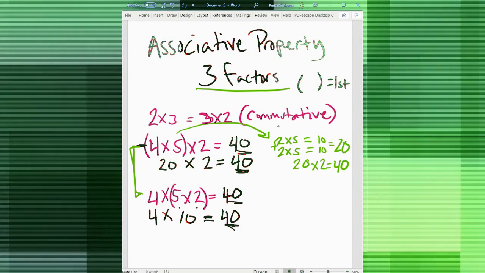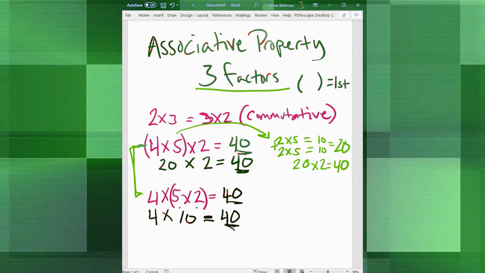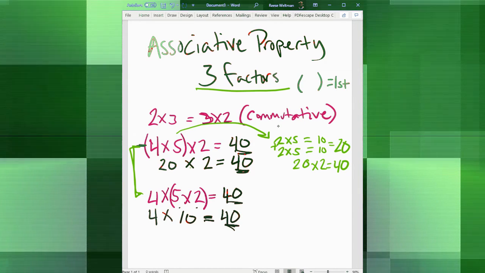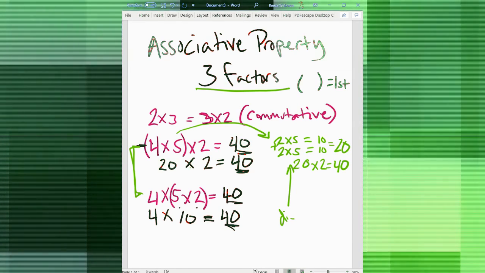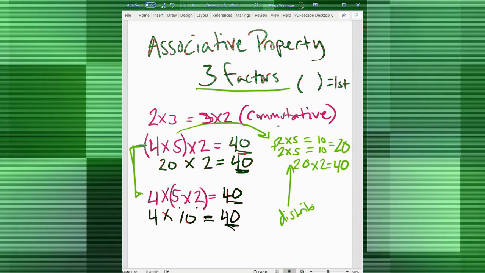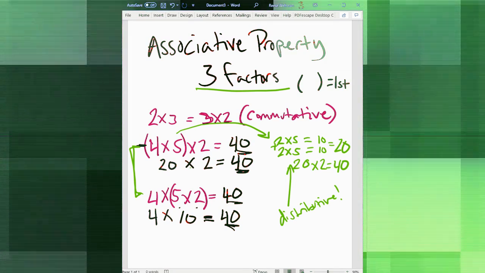Okay? So that is a very, very quick primer on the associative property, which refers to how you can break up three-factor multiplication equations. And we will continue working on these and go a little bit further into it. But if you have questions, please do let me know.